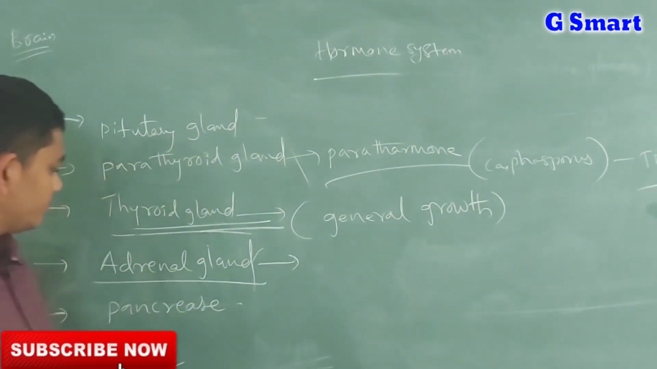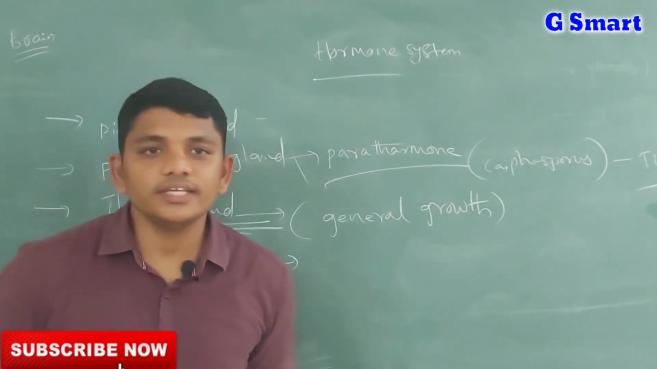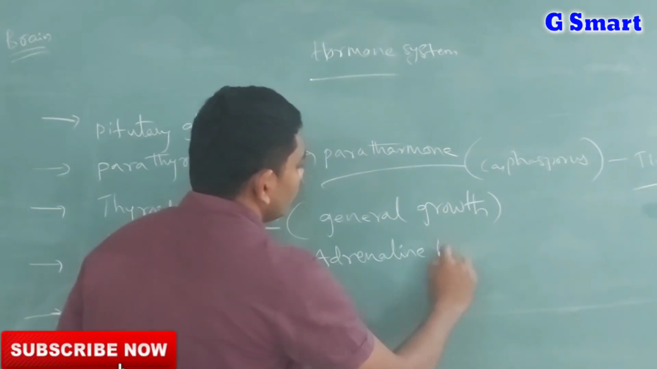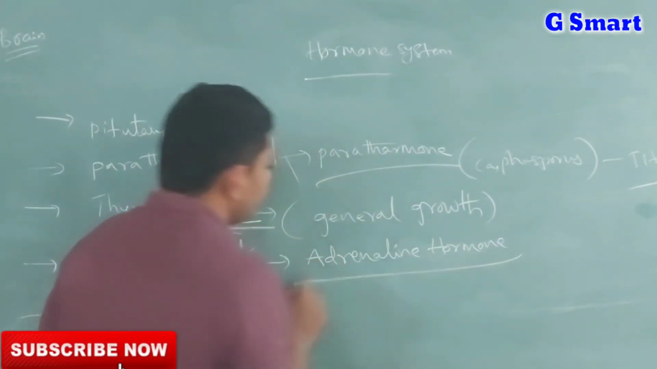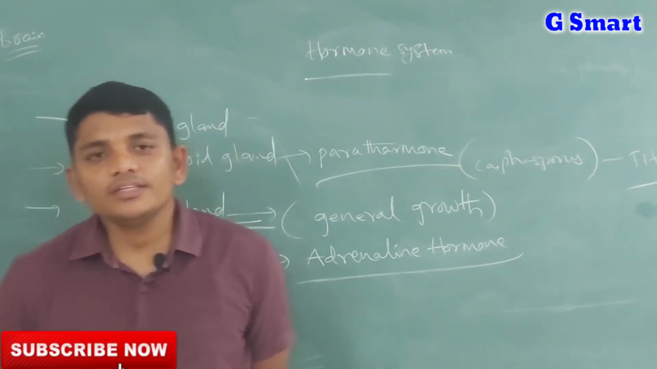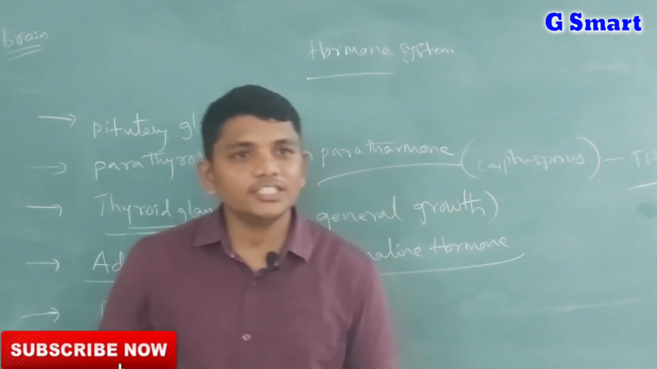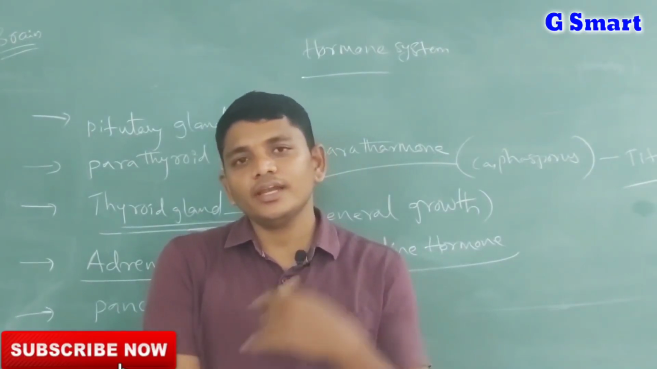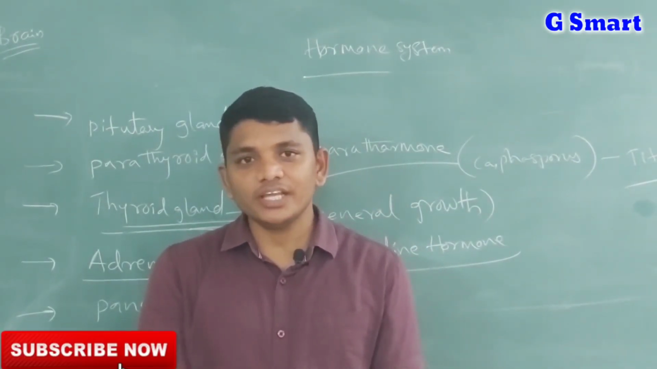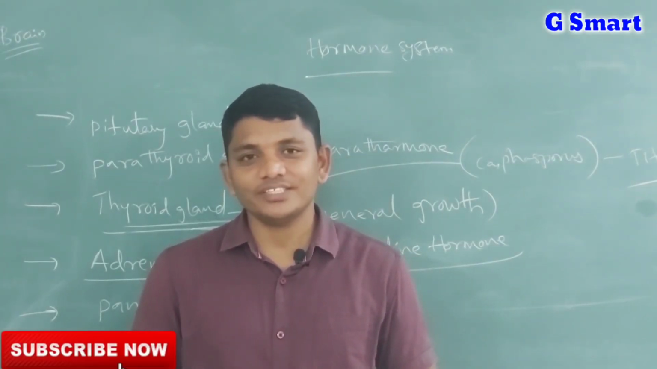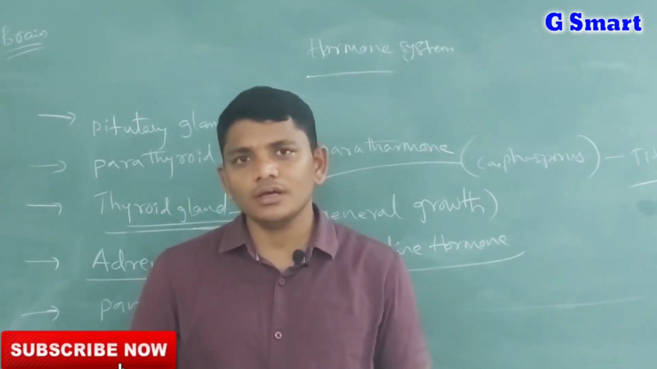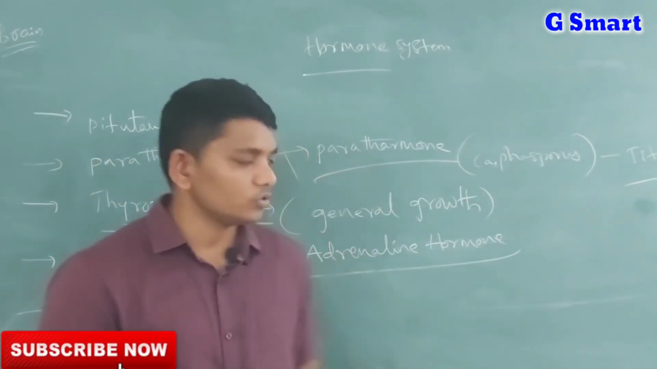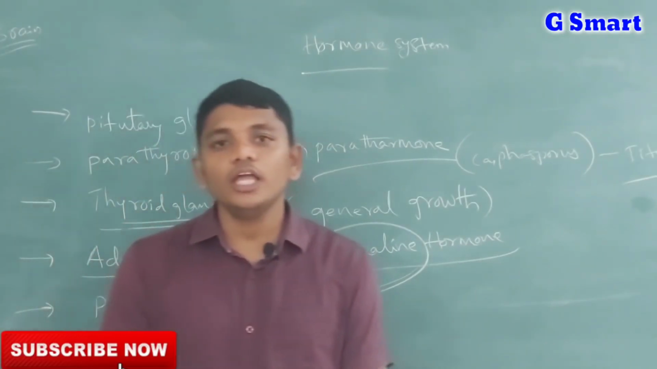Now, the adrenal gland. You know, the adrenal gland releases the adrenaline hormone. This hormone is generally released in certain situations. For example, if anybody beats me, then immediately I feel pain and I will cry. If anybody makes a mistake in front of me, I will become angry within minutes, within seconds. So these emotions occur due to the adrenaline hormone. So adrenaline is a hormone for the emotions.